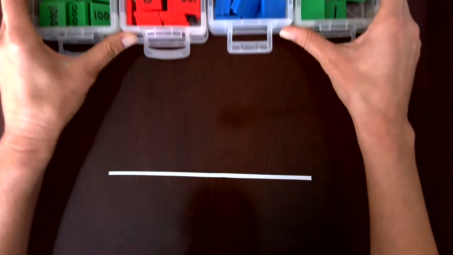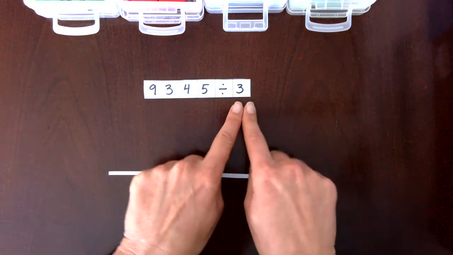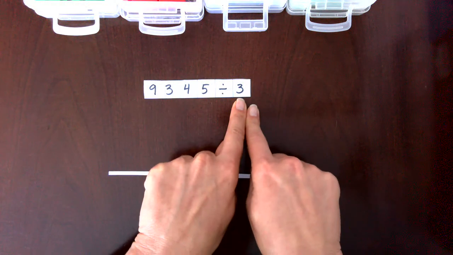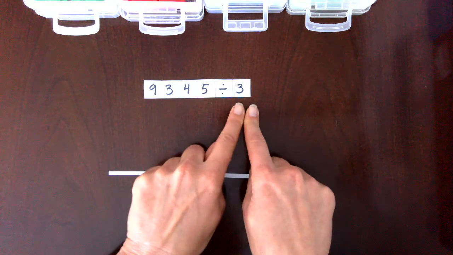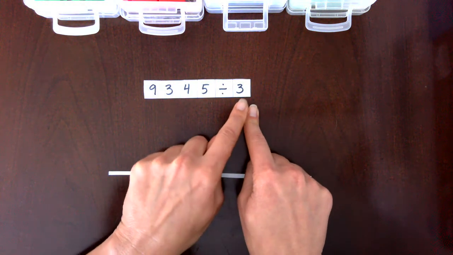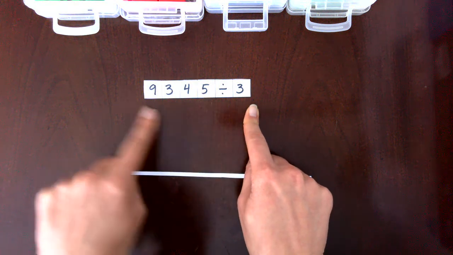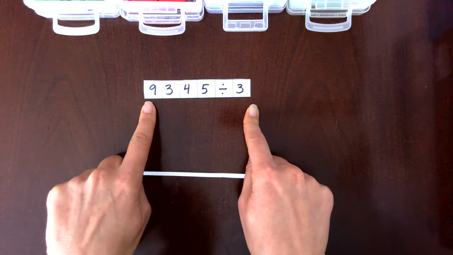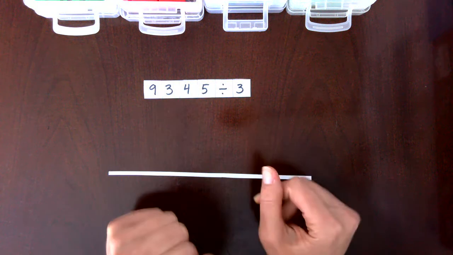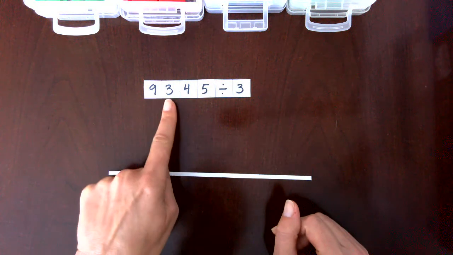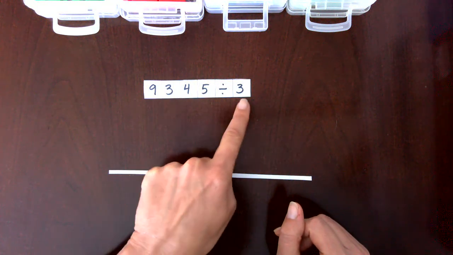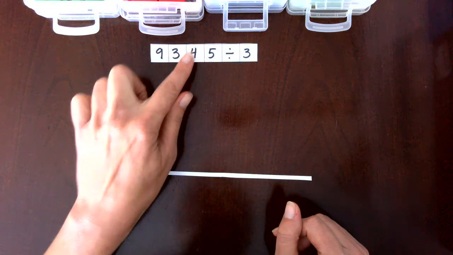Okay, so to start with, I have a number here. This is the divisor, 3. And so we'll be looking at how many groups of 3 are contained in the dividend. That's this number, 9,345. So our problem is 9,345 divided by 3. And our first step is to build the dividend.